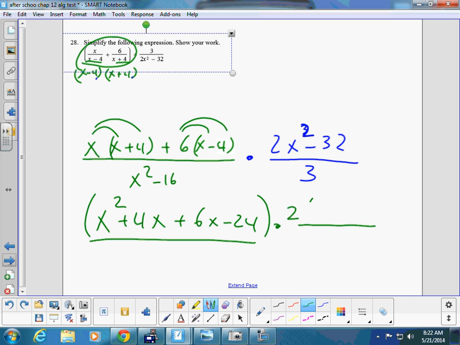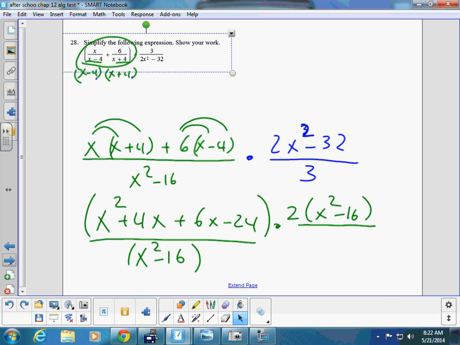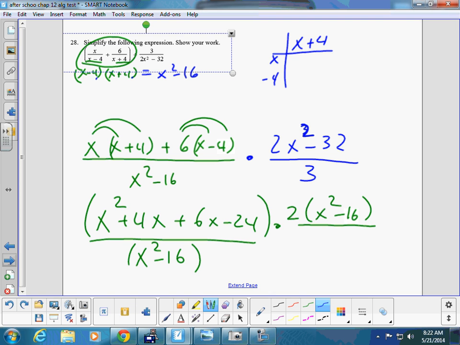But I could see I could take a 2 out of there, and I'll have x squared minus 16. Now I like that because over here I have x squared minus 16. Because this denominator equals x squared minus 16. If you don't believe me, do a box on it. And negative 16, and these two cancel each other out. Okay, that's telling me I can cancel this and cancel this.